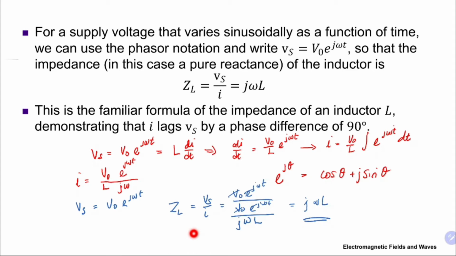And the impedance of a capacitor, do you remember what that equals to? 1 over j omega C. So what this tells you is that the current lags the voltage by a phase difference of 90 degrees. Why 90 degrees? Because it has a j there.